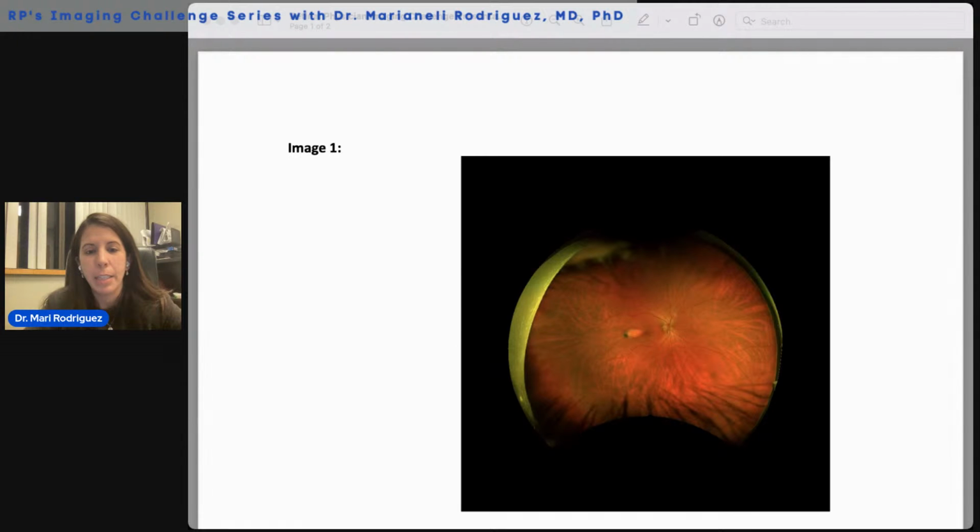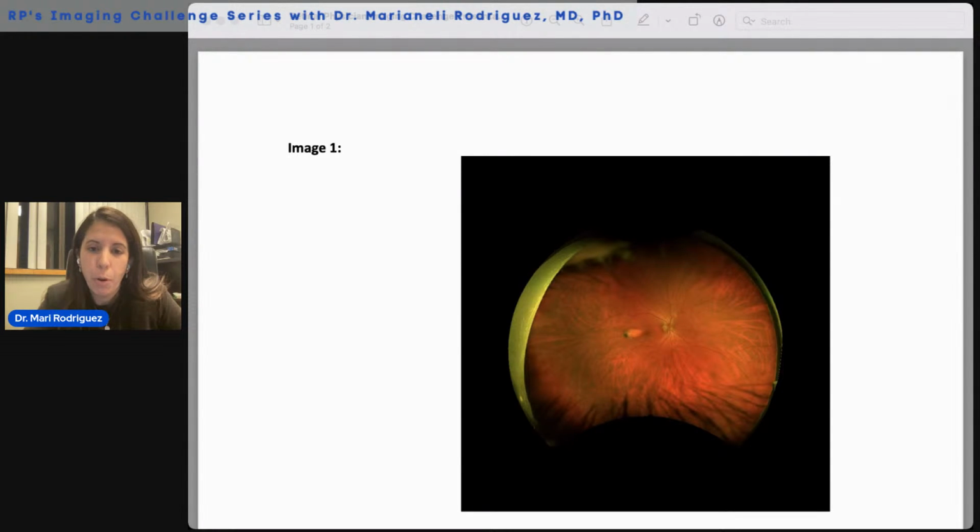Today, we will be discussing the case of a 45-year-old gentleman with no visual complaints who was referred to our clinic for an evaluation of maculopathy in the right eye. His vision was 20/20 in each eye, and he had normal intraocular pressures. On slit lamp examination, he had a normal anterior segment with very minimal nuclear sclerosis.